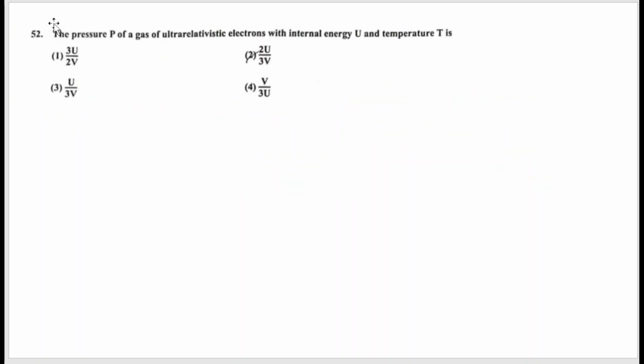What is the next question? Here we have the next question. The pressure P of a gas of ultra relativistic electrons with internal energy U and temperature T is given by a relation. It is a direct question, so I am directly ticking option C. Pressure is related to the internal energy and the volume like this. Okay, now let us move on to the next question.